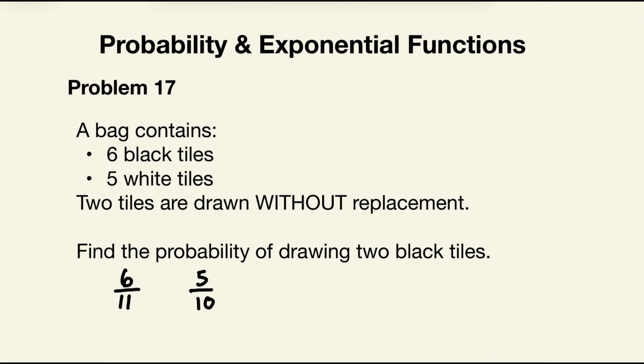All right. And so now we can go ahead and multiply 6/11 times 5/10. And that is equal to 30 over 110. Simplifying, we get 3 out of 11. And that is the final answer.